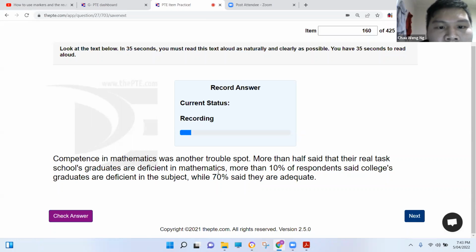Competence in mathematics was another trouble spot. More than half say that their high school graduates are deficient in mathematics. More than 10% of respondents say college graduates are deficient in the subject, while 70% say they are adequate.